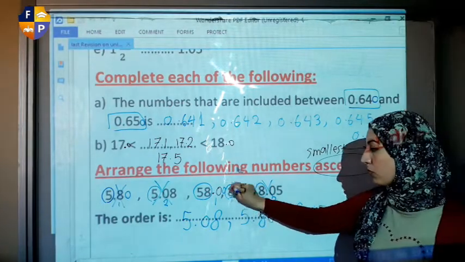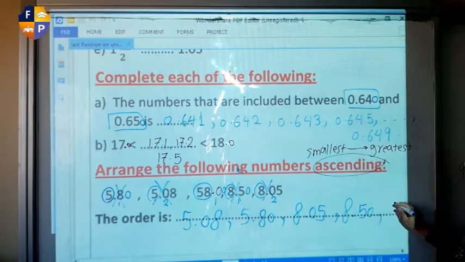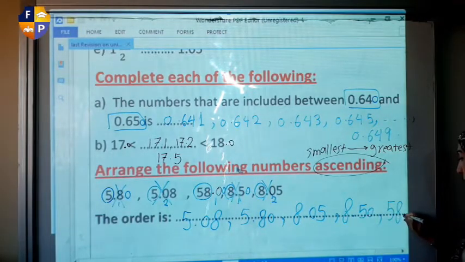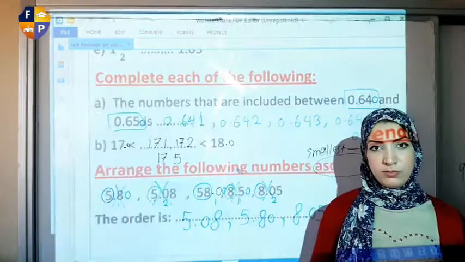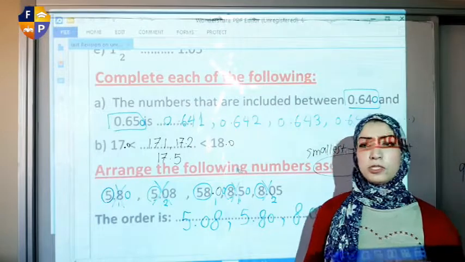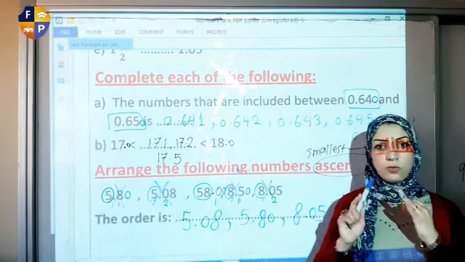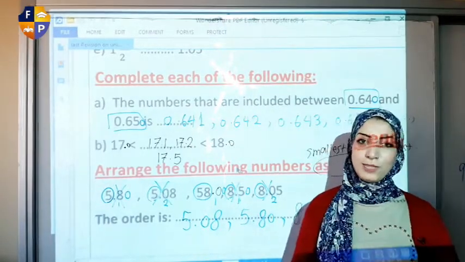And the last one, which is the greatest one, is 58.00. That's it. Now we have finished revision on lesson 3, 4, and 5. Thank you.